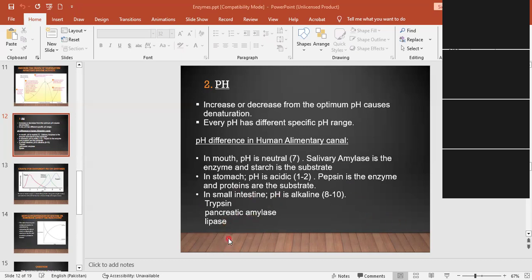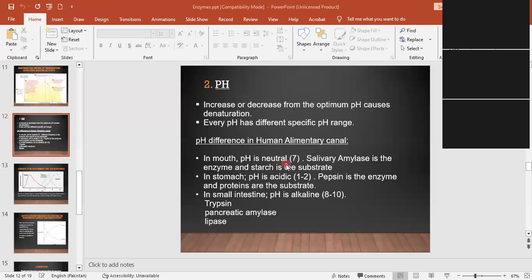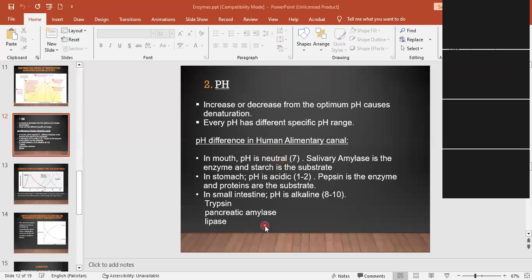Usually तीन में से बड़ा सवाल आता है. Trypsin, pancreatic amylase or lipase. They are the ones which are present in the small intestine. They work at the alkaline pH. ठीक है? Stomach works in the acidic pH. Mouth works at a neutral pH. Okay, these are 3 different areas in your elementary canal where the pH differs.